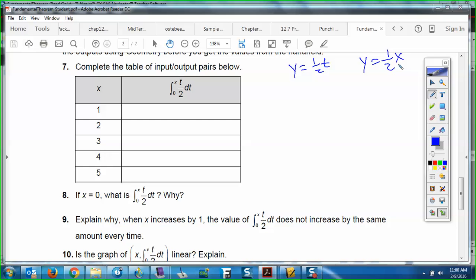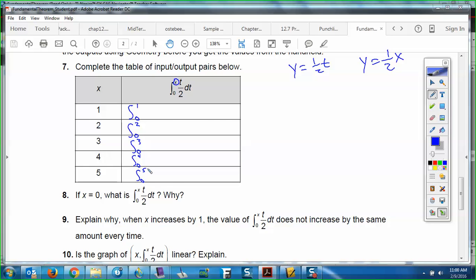Okay? All right. So now, if you put a 1 in there, that's going to be the area from 0 to 1. This is going to be the area from 0 to 2. This is going to be the area from 0 to 3. This is going to be the area from 0 to 4. This is going to be the area from 0 to 5.